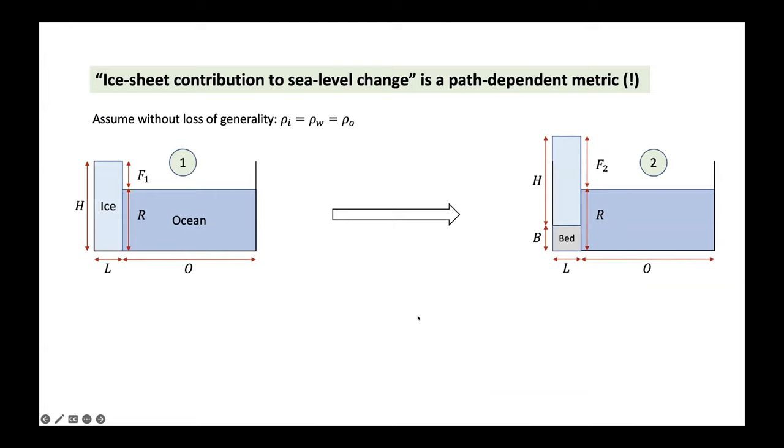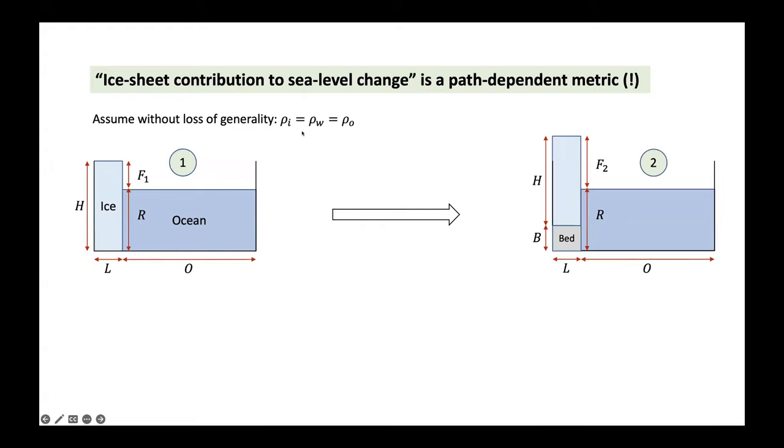One potentially important loophole is that, to me, it seems like ice sheet contribution to sea level change appears to be a path dependent metric, which is problematic. Let me just tell you in a minute, and I'll stop. Without loss of generality, let's assume the ice density, ocean water, and freshwater density are the same. And here is one configuration of the system: ice, ocean, ice height above flotation, given this assumption.